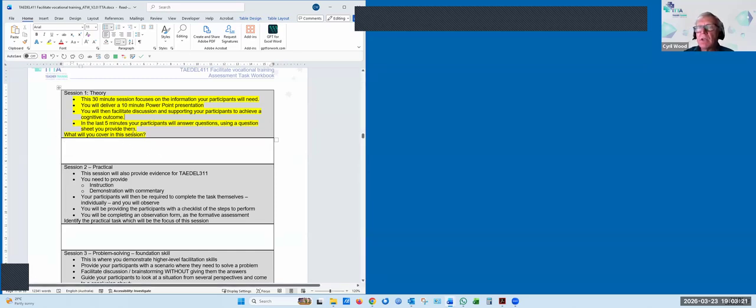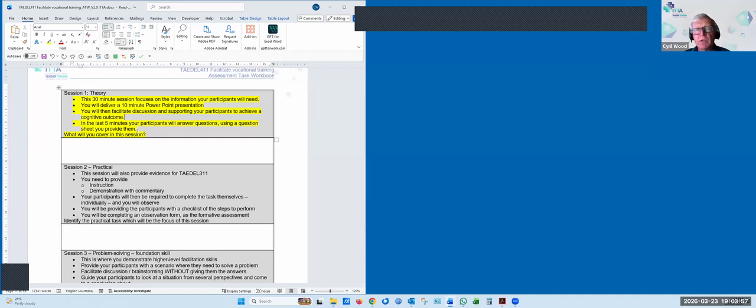It says here, in the last 5 minutes, your participants will answer questions using a question sheet. So essentially, you need to create a set of questions based upon the presentation or the topic you're talking about, which is the assessment task for the session. They fill it in and submit it. And if you have time, even if you can't mark it at that time, you can, in your 30 minutes, go over the questions. So you collect in the question sheets and you can then go back over the questions in the room and see what answers people have. It's a perfectly legitimate use of the time.